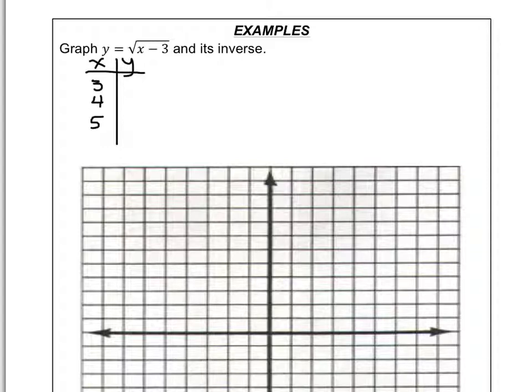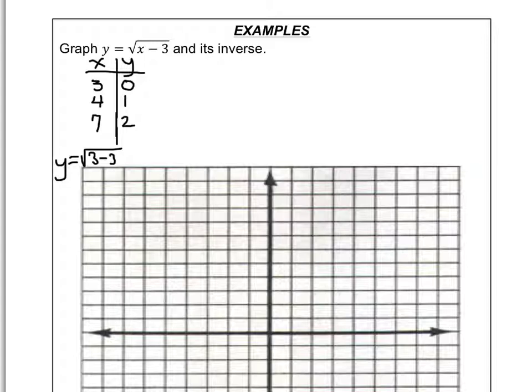Now, matter of fact, I'm going to change that here a little bit. I'm going to go 3, 4, and I'm not going to go 5 because I don't know what the square root of 2 would be, but I do know what the square root of 4 would be. So I'm going to go with the ordered pair of 7. Okay? So if I plug in 3, I get y equals the square root of 3 minus 3, which is the square root of 0, which is just 0. If I put in 4, 4 minus 3 is 1, square root of 1 is 1. If I put in 7, I get 7 minus 3 is 4, and the square root of 4 is 2.